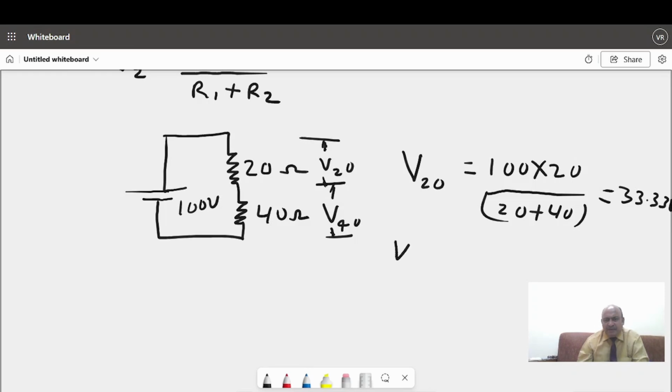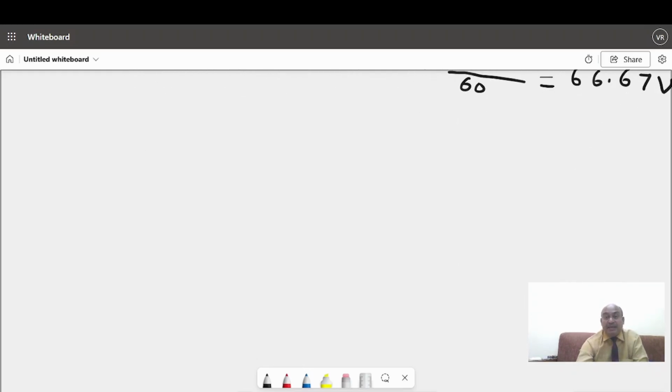Similarly, V40 is equal to 100 into 40 divided by 60, which is 66.67 volts. If you add these two, you will get 100. So if you add V20 plus V40, you get 100. So it is verified. Like that, you have to calculate.